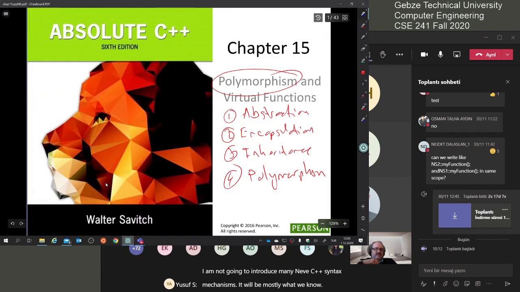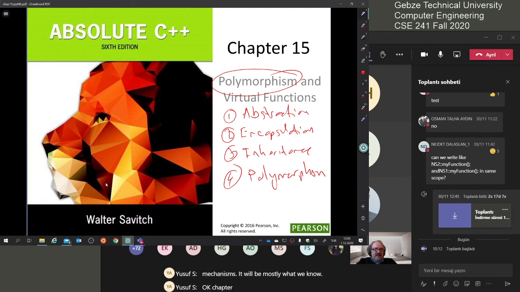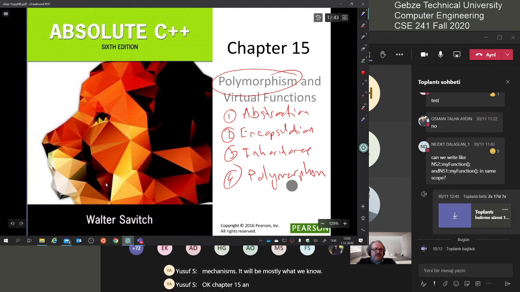Okay, chapter 15, and we are down to the final fundamental of object-oriented programming. Once you start understanding polymorphism, you will say, yeah, that's very useful. In fact, polymorphism is as important as composition or abstraction or inheritance. It is used very, very widely.